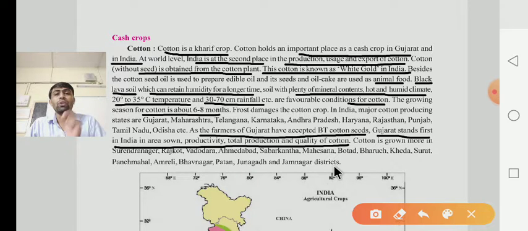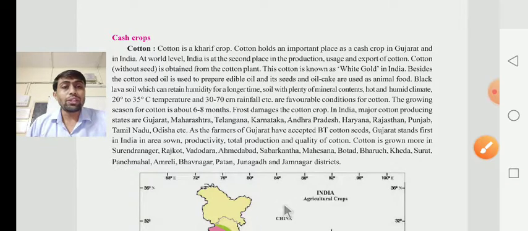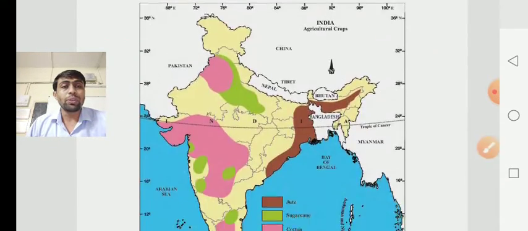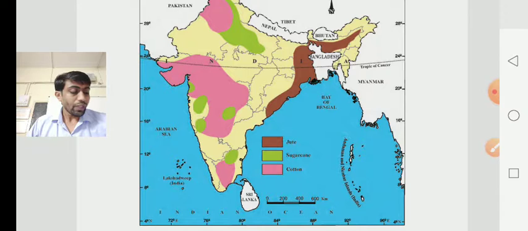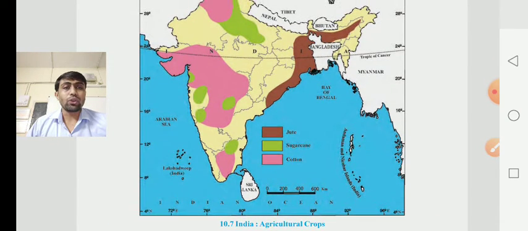Dear children, they have to give the names of all the places, all the areas in Gujarat where more production of cotton is done. Now dear children, here they have given the whole image of India's agriculture and crops.